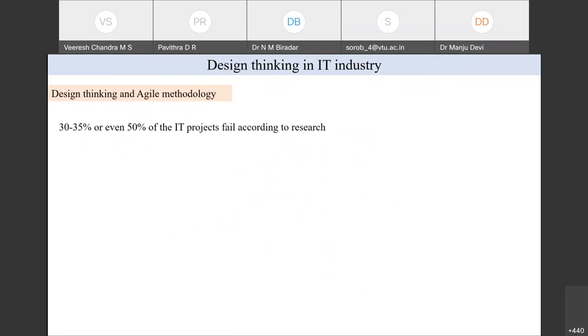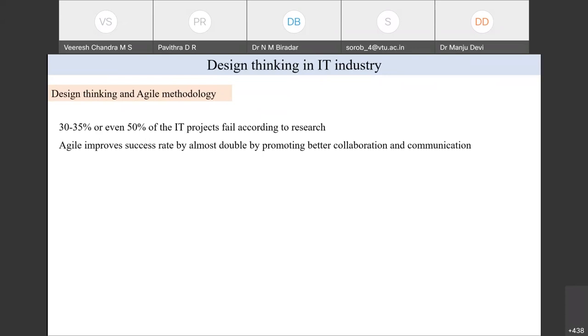So whenever we do a survey, you can do the survey in Google itself, how many IT projects fail per year, per month, per week, you can see. So according to the research, it is clearly seen that 30 to 35% or even 50% of the IT projects fail. The reason? What is the major reason? The major reason here is there is no collaboration between the teams and there is no communication.